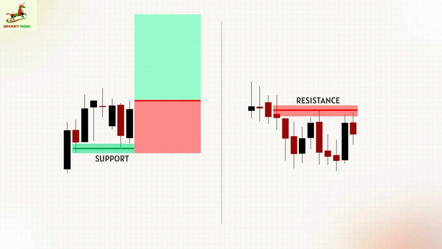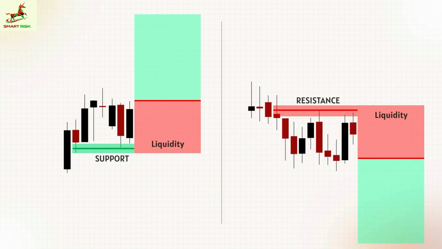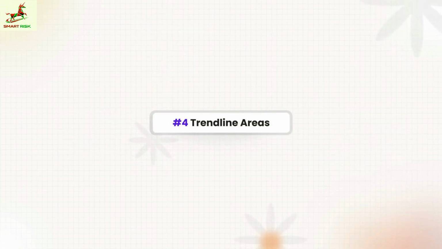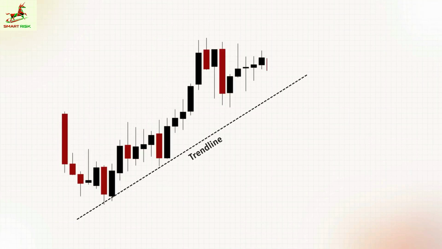Similarly, at resistance levels, sellers place their stop loss above and enter short trades. Because of this, a massive number of stop loss orders pile up around these levels, and liquidity gets generated there. And operators know this very well. Area number 4, near trend lines. A lot of retail traders use trend lines just like support and resistance.